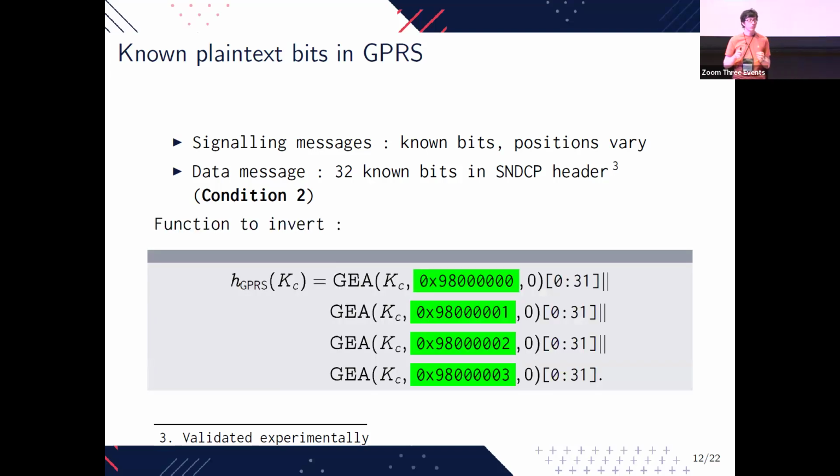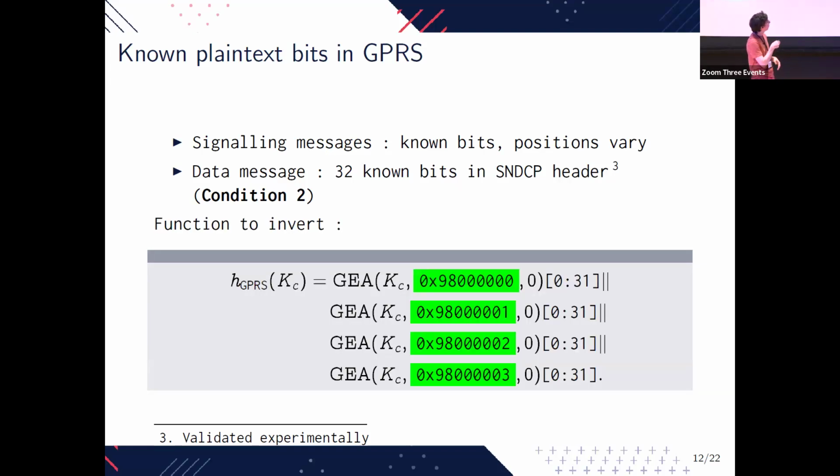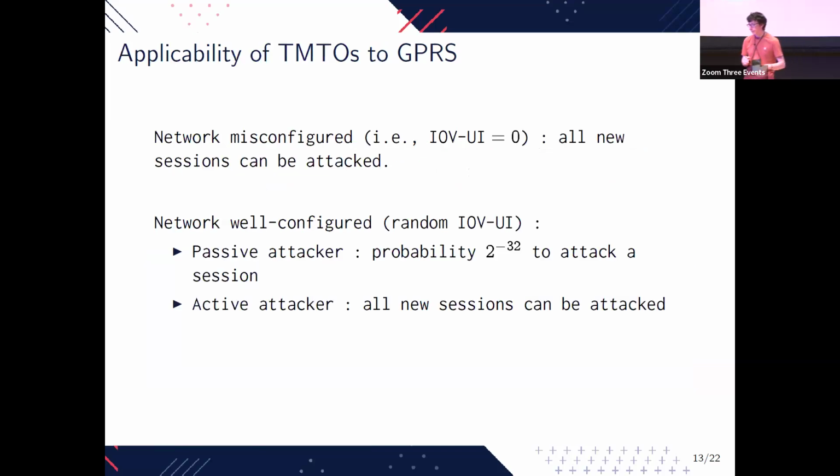So now we are able to define a function to invert. We imagine that we're an attacker. We take the first 4 frames. We know the SNDCP headers of those frames, so we are able to retrieve 128 bits of keystream. And so we're just able to compute a function of that using those magical IVs. Basically, we make this assumption that IOV-UI is 0. We call that a misconfigured network. And if the network is misconfigured, all new GPRS sessions can be attacked.